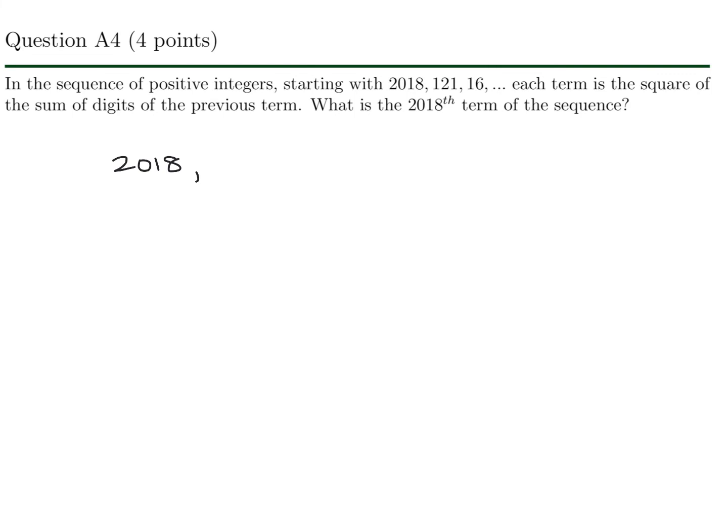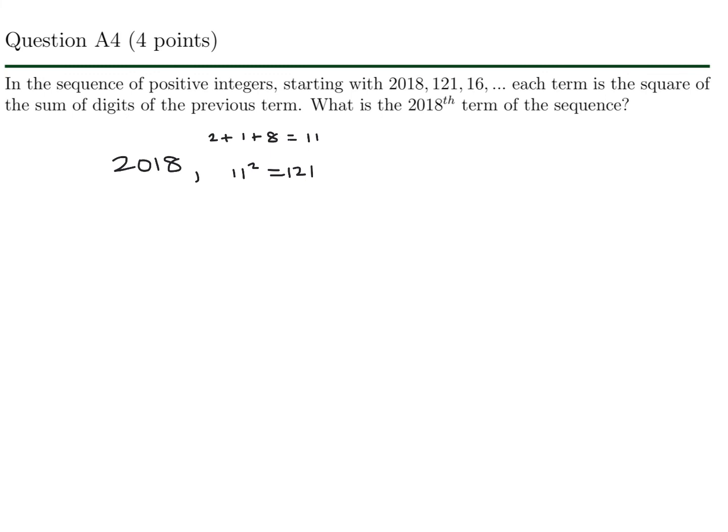Okay, so first let's get the sum of the digits, which would be 2 plus 1 plus 8, and that is 12, or sorry, 11. I don't know how to add. And then you have to square it. So 11 squared, which is 121. So that's how they got that 121.